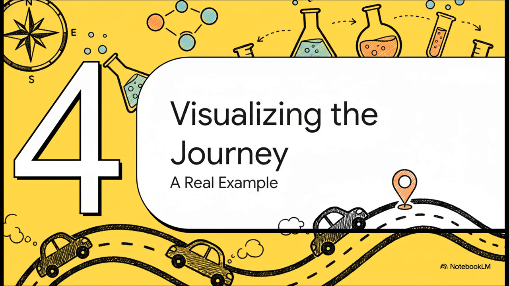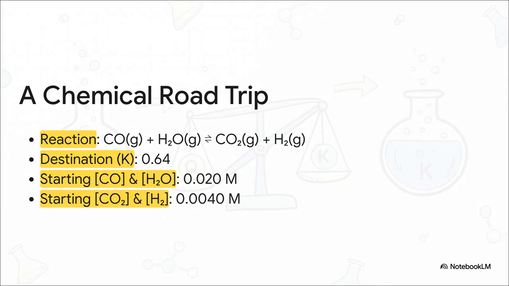Theory is great, but let's see this thing in action. We're going to take a little chemical road trip with a real-world example to make this crystal clear. Okay, so here's our reaction. We know its destination, Kc, is 0.64 at this temperature, and here are our starting conditions, the initial amounts of all 4 gases that we've just put in a flask. So the big question is, which way is this thing going to go?